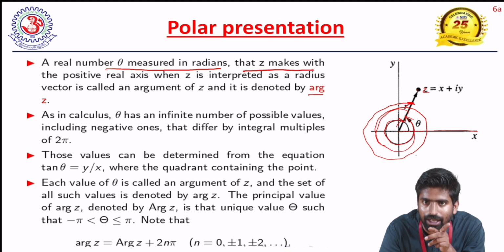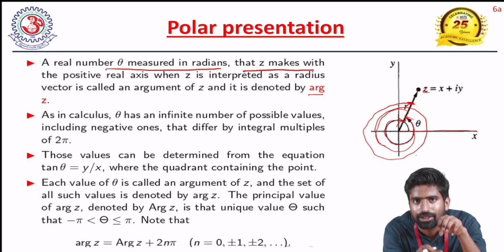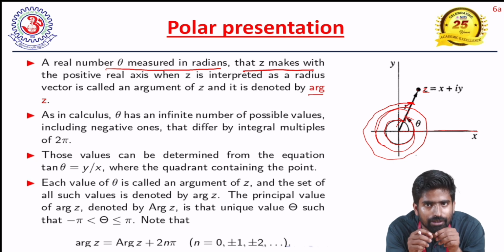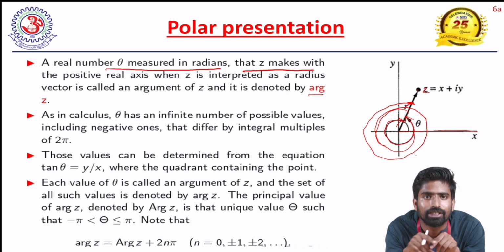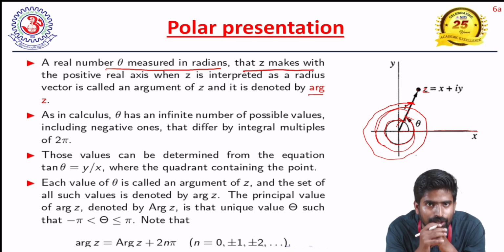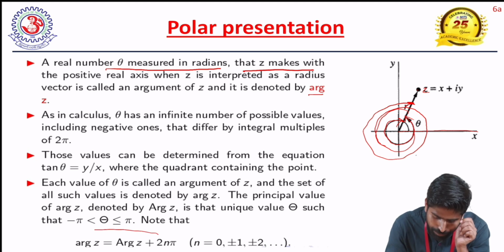There is another sub classification of argument of z, called the principal argument of z: those values of the argument of z which lie between minus pi and less than or equal to pi. The principal argument is also one kind of argument, provided there is one extra condition that it needs to satisfy: its value should lie between minus pi and be less than or equal to pi.